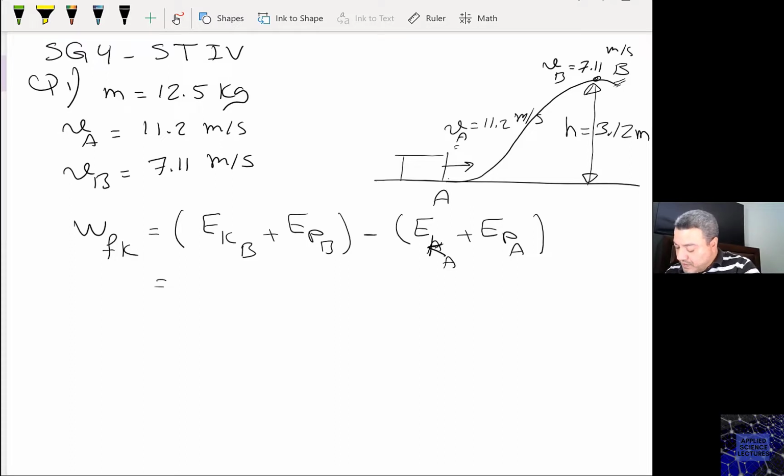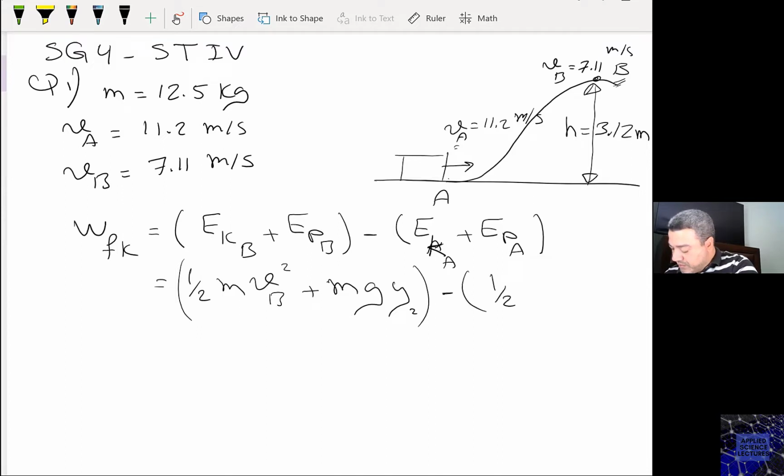So for EKB, I have half mv squared plus mgy2 minus half mva squared plus mgy1.